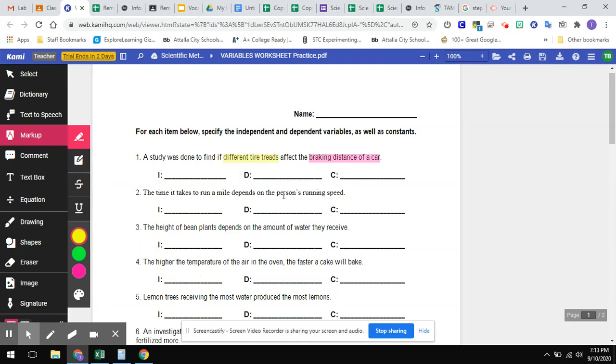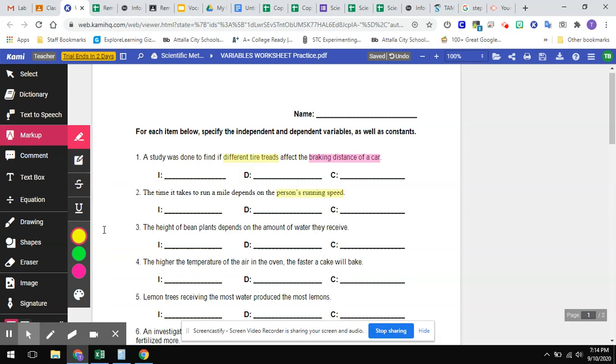Well, what I'm in control of is the person's running speed. I might tell one person that I want them to literally walk. And then I may tell another person that I want them to do a speed walk. And I may have another person that I say jog. And I may tell another person that I want them to run as fast as they can.